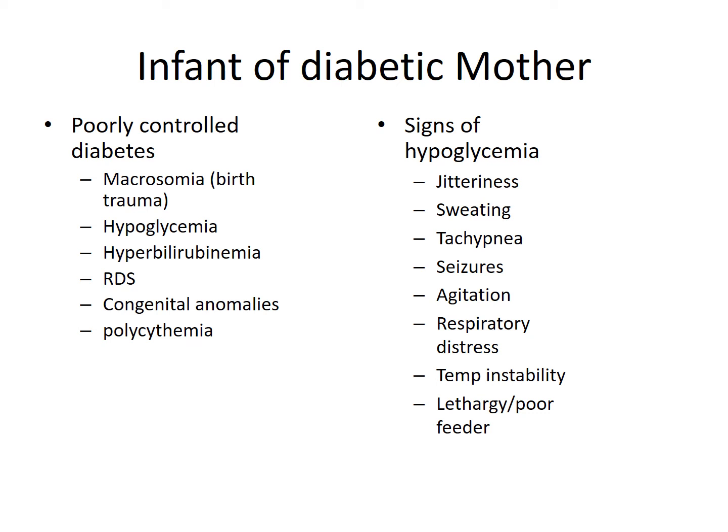We also see babies born to uncontrolled insulin-dependent diabetics may have cardiac anomalies and what is called caudal regression syndrome. Macrosomia occurs as exposure to high levels of maternal glucose crosses the placenta to the fetus, causing these babies to be large and at greater risk for birth trauma.